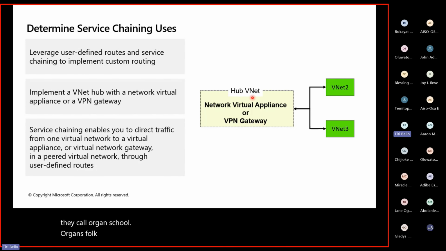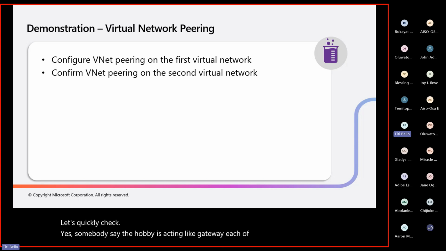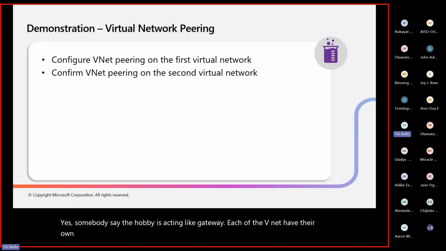Okay, so let's quickly check. Yes, somebody said the hub is acting like a gateway. Each of the VNets has its own gateway, but the hub is now like a master gateway that is doing the routing across the other virtual gateways.